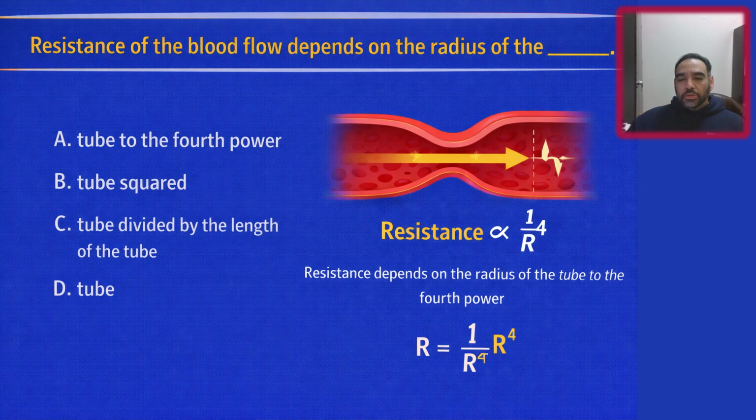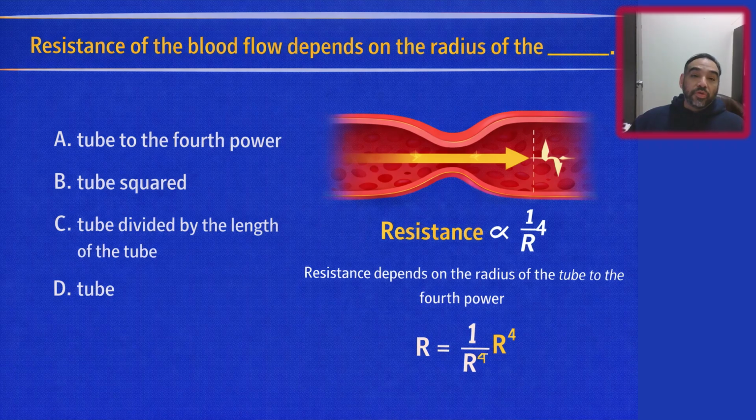So this question asks, resistance of the blood flow depends on the radius of the blank. So the answers are A, tube to the fourth power, B is tube squared, C is tube divided by the length of the tube, and D is just tube. So let's look at these one by one. So the correct answer is going to be A, tube to the fourth power.